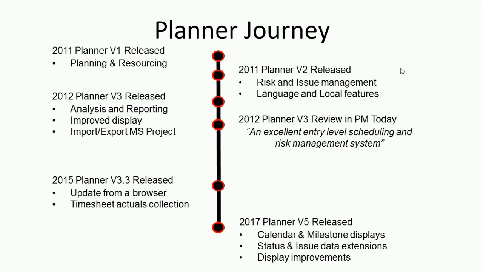2017 though, we're now releasing Planner version 5, some major new capabilities here: calendar and milestone displays, status and issue data extension, so collecting a lot more data from your system and making that available for you in analysis and also through to the main PIAB application, and again a range of data display improvements. So lots going on in Planner.